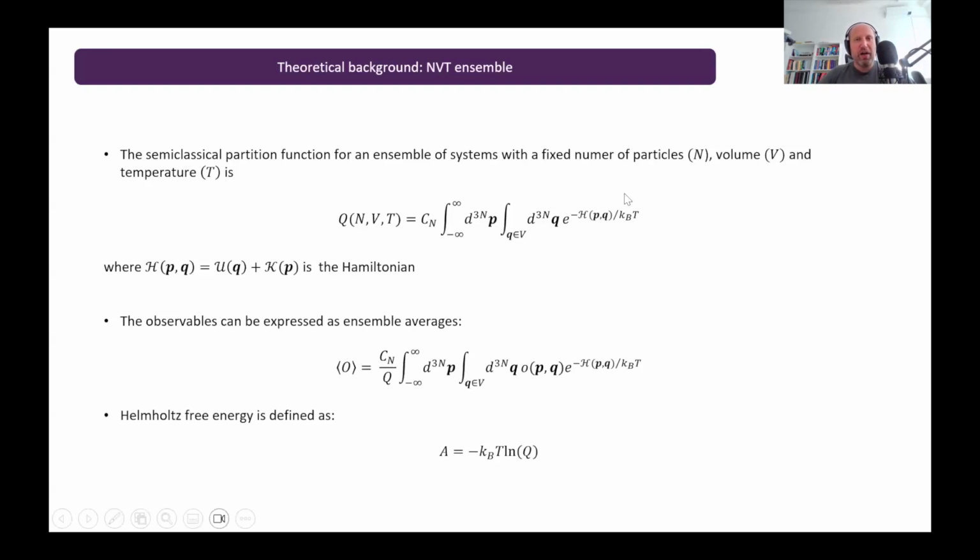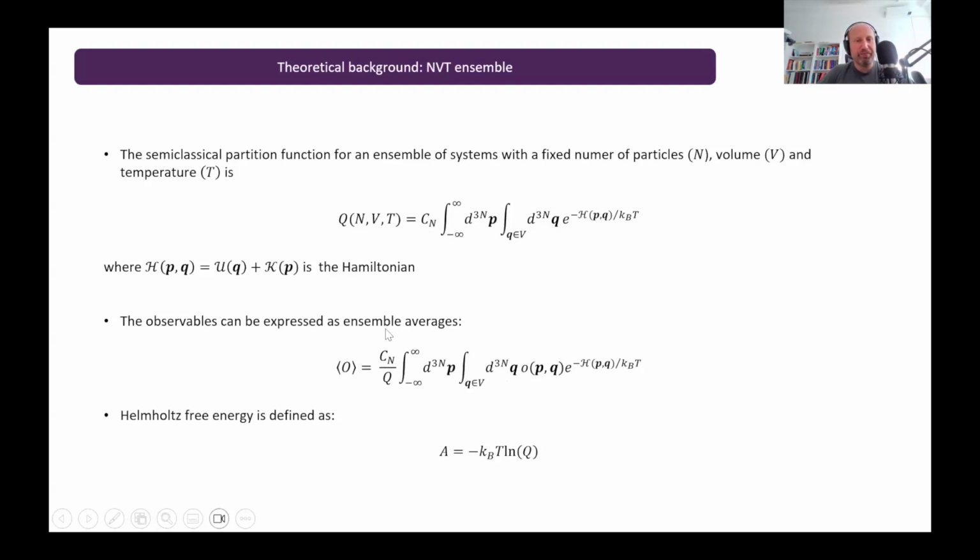Throughout this workshop, I'm going to use the semi-classical NVT or canonical ensemble. It's called NVT. This means fixed number of particles N, volume V, and temperature T. Now the partition function has this form. Q stands for the 3N-dimensional vector of atomic positions. I'm using Cartesian coordinates. P are associated momenta. H is the Hamiltonian, which is just the sum of potential energy and kinetic energy. And C_N here, that's a normalization constant. The exact value is not relevant for our purposes.